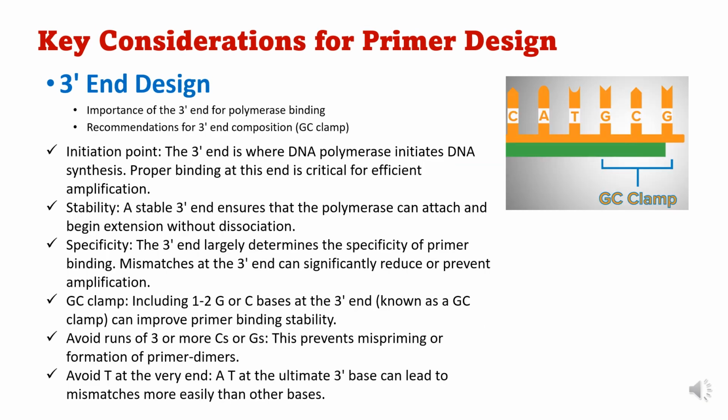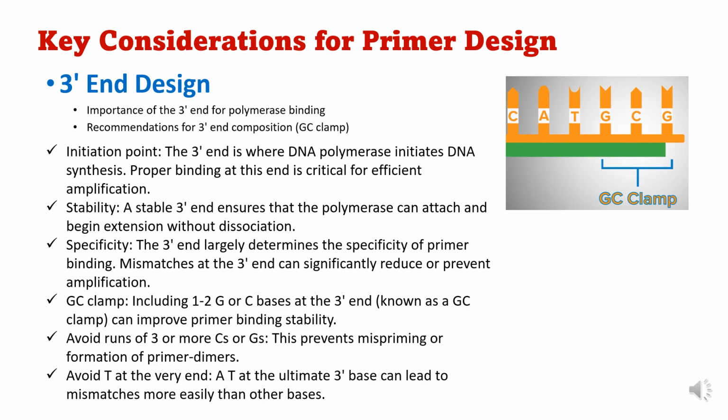Another important aspect is the 3' end design of a PCR primer, which is crucial for several important factors. For example, the importance of the 3' end for polymerase binding: it acts as an initiation point. The 3' end is where the DNA polymerase enzyme initiates DNA synthesis, and proper binding at this end is critical for efficient amplification. A stable 3' end ensures the polymerase can attach and begin extension without dissociation. The 3' end largely determines the specificity of primer binding.